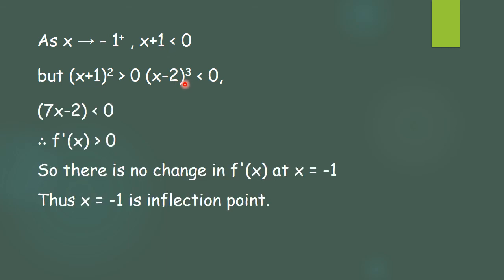as x is tending to minus 1 plus, x plus 1 is less than 0, but the square will be positive. This cube is negative. 7x minus 2 is negative. f dash of x is positive. So there is no change in the sign of f dash of x at x is equal to minus 1. And thus x is equal to minus 1 is an inflection point. So we have calculated the local maxima, minima and the inflection point.